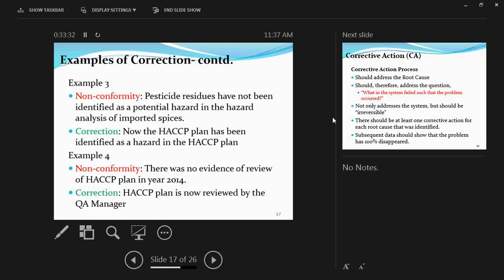Another example is there was no evidence of review of the hazard plan in 2014 or 2015. Now, the whole team reviewed the hazard plan, or it was reviewed by the QA manager, for instance. So, specific to the identified nonconformity. So that is correction.